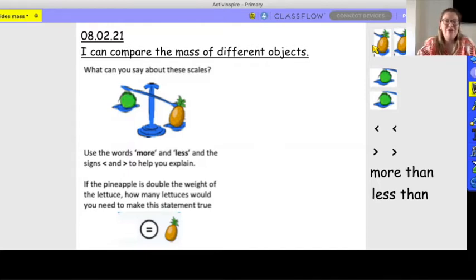To begin, I would like you to talk to your adult about these scales. When you're talking, I'd like you to try and use the words more, less, and the 2 signs that are on the screen to help you explain. See if you can write some number sentences or some worded sentences to help you. For your challenge, I would like you to think about the second part of the question. If the pineapple is double the weight of the lettuce, how many lettuces would you need to make this statement at the bottom true? Pause the video now and work with your adult to see if you can get to an answer, and then come back to go through it with me when you are ready.